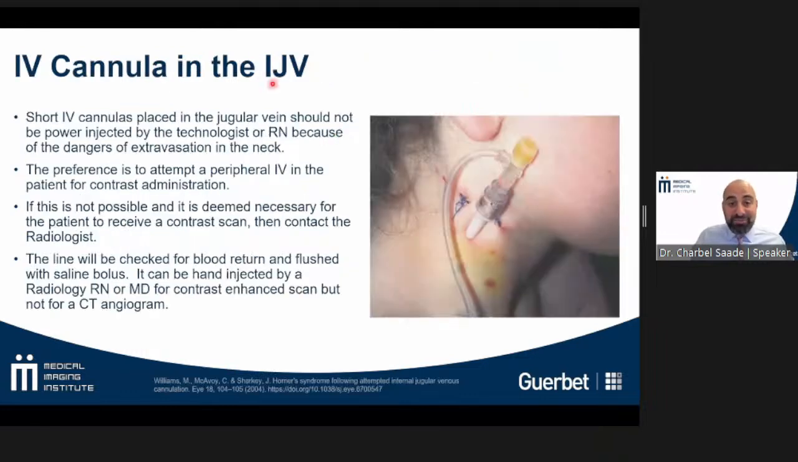And then of course, sometimes you're going to have an internal jugular vein catheter. We have to be realistic, because if they don't have a central line, they've tried under ultrasound, and they don't have time to have a PICC line, these short IV cannulas can be used, but should not be power injected by the technologist or nurse because of the dangers of extravasation in the neck. So here, if you wanted to do an injection, you should call for the radiologist or the trained nurse to do the injection by hand only. Otherwise, this is a very sensitive area and you can't afford to have an extravasation or any problem there, and you want to reduce the risk as much as possible.